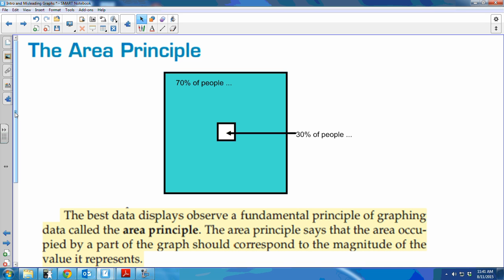So an example of the area principle here, I've got a box, 70% versus 30%. The little box is not 30% of that big square, right? So that's misleading. Make sure that you just have flat 2D things. Don't try to use fun graphics. It always turns out badly. All right?